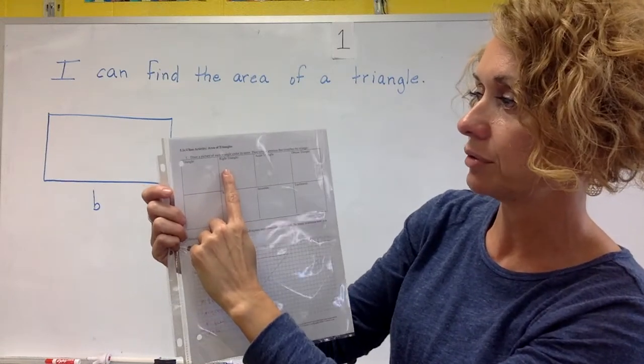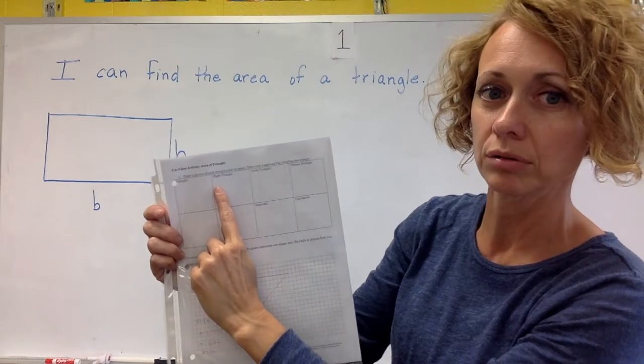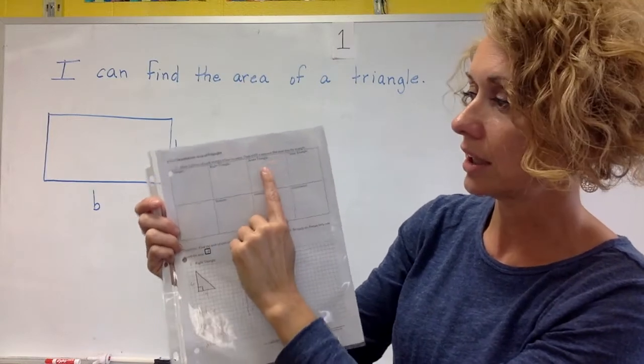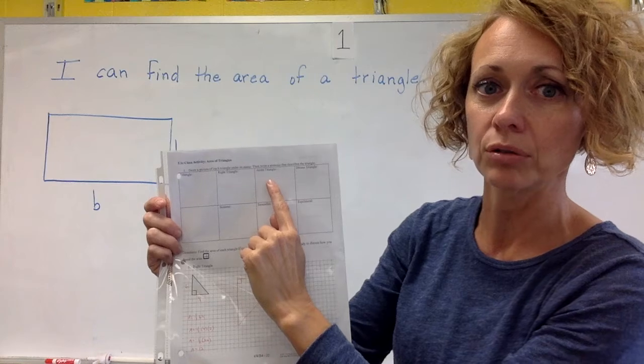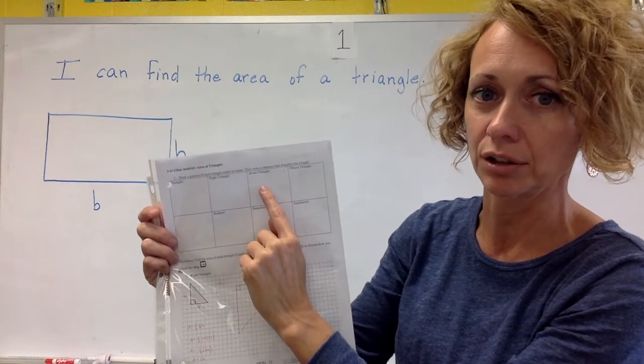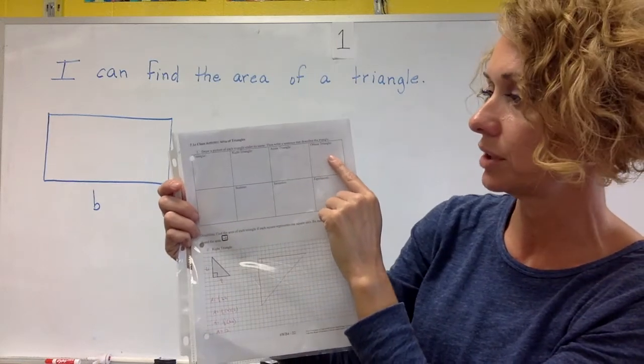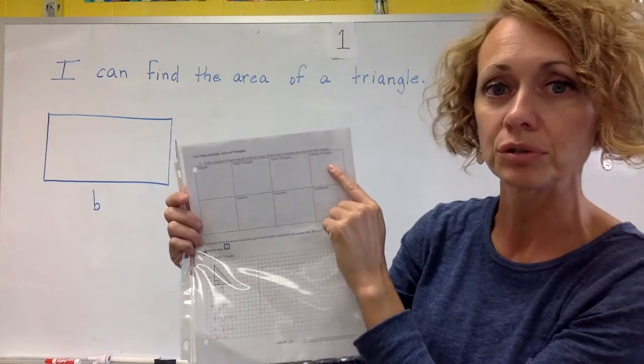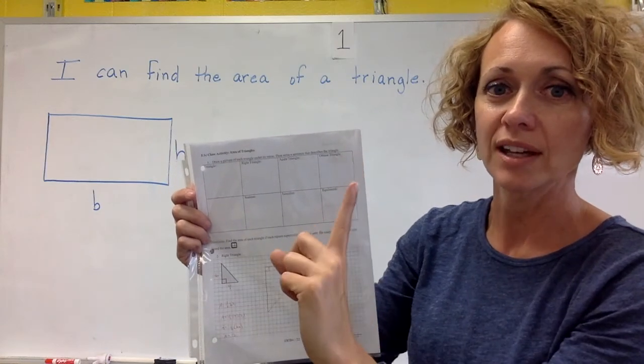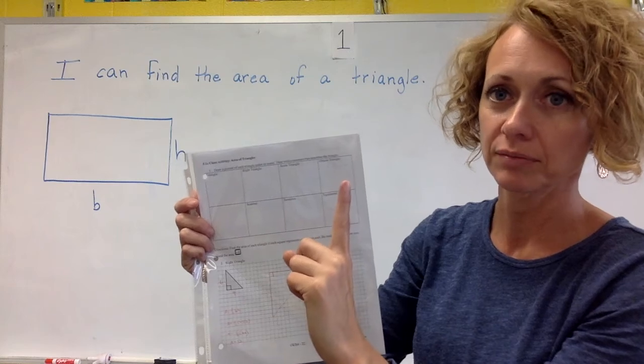So I'd like for you to make a sketch of a right triangle. It has a right angle in it. I'd like for you to make a sketch of an acute triangle where all angles are less than 90 degrees. And I'd like for you to make a sketch of a triangle that would be obtuse, which means it has one angle that is larger than 90 degrees.